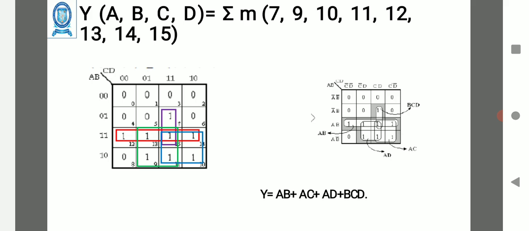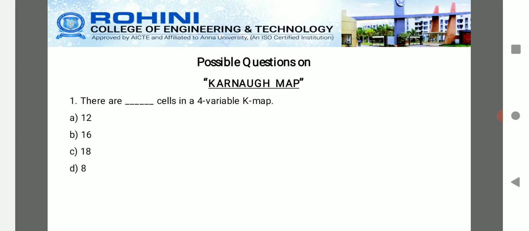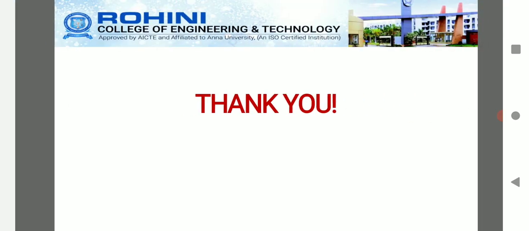Also, the Karnaugh map simplification depends on the number of variables. We have to identify the minterms and maxterms. Then for SOP we find the blocks, and the other one is product of sums. Next we group the cells, and from the groups we form the product terms. The possible question on the Karnaugh map is to find the cells in the four variable K map. Thank you.